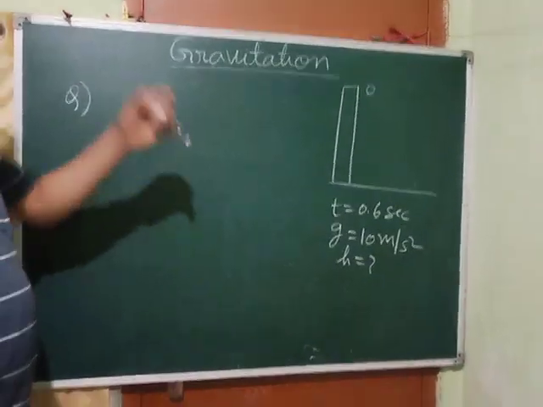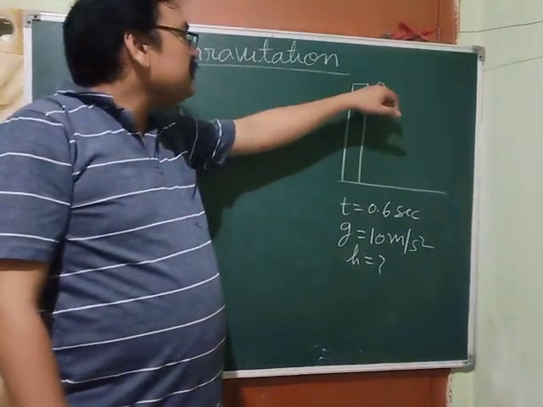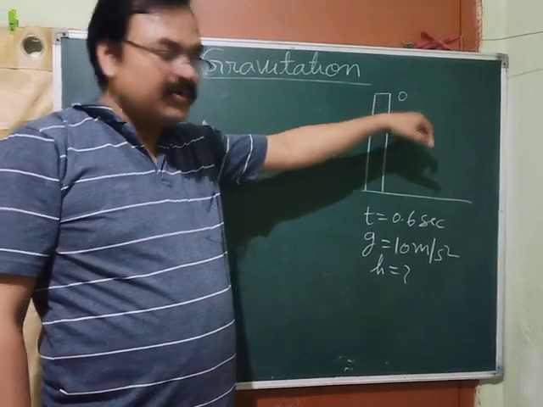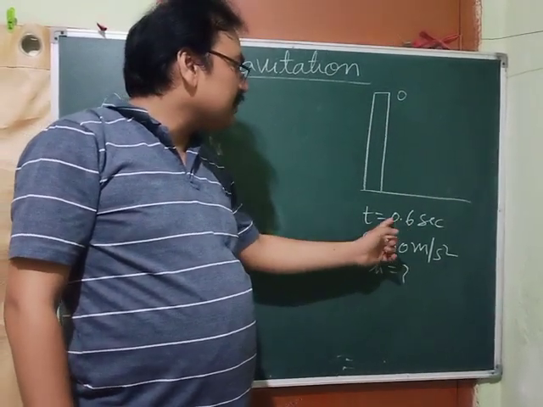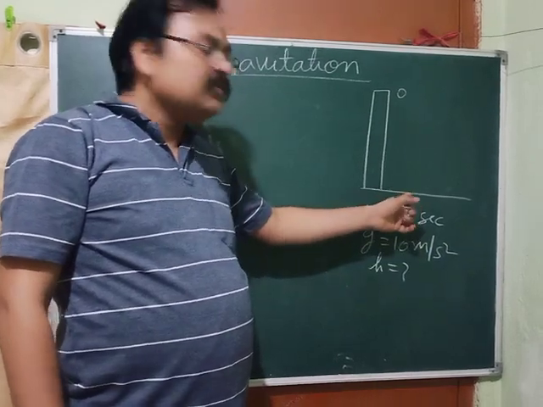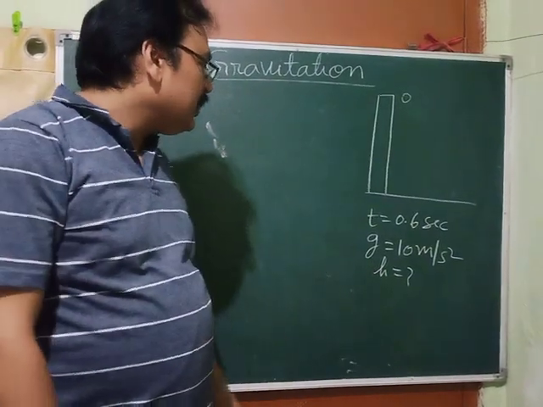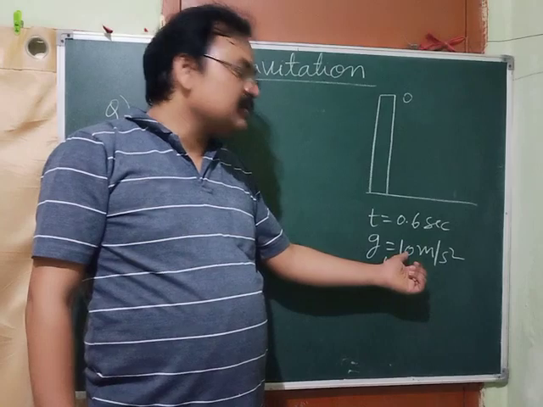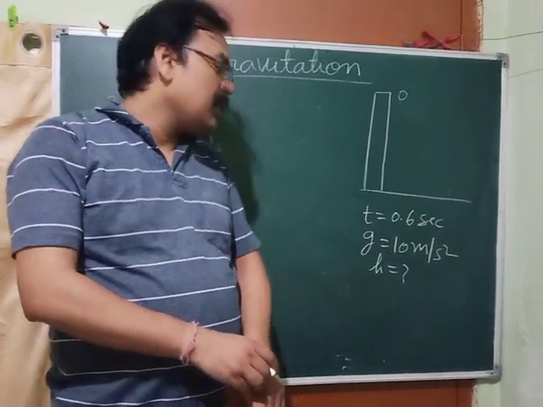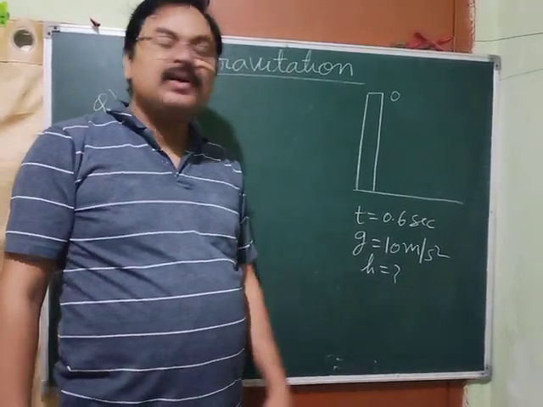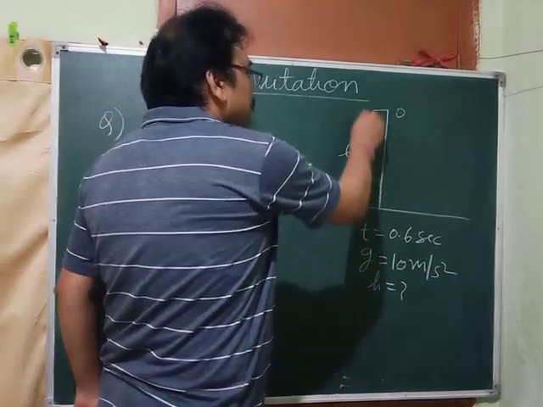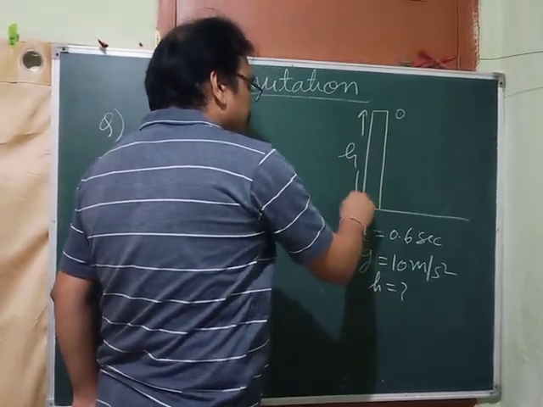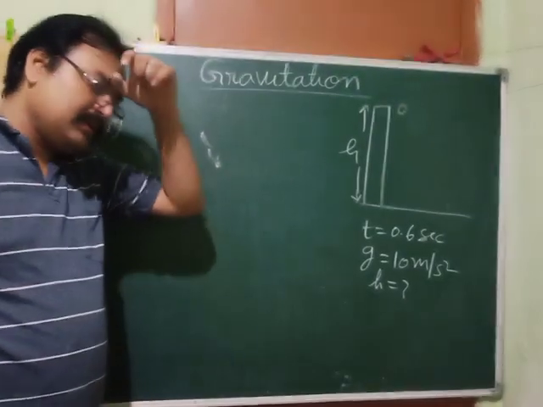Let us take one more question. See, this is a body which is being dropped from this tower. This is the tower. And when it is dropped, it takes 0.6 second to reach the ground. Acceleration due to gravity is given in the question, that is 10 meter per second square. What has been asked? Height. What is the height of this tower? That we have to find out. Time it is taking, that is given.